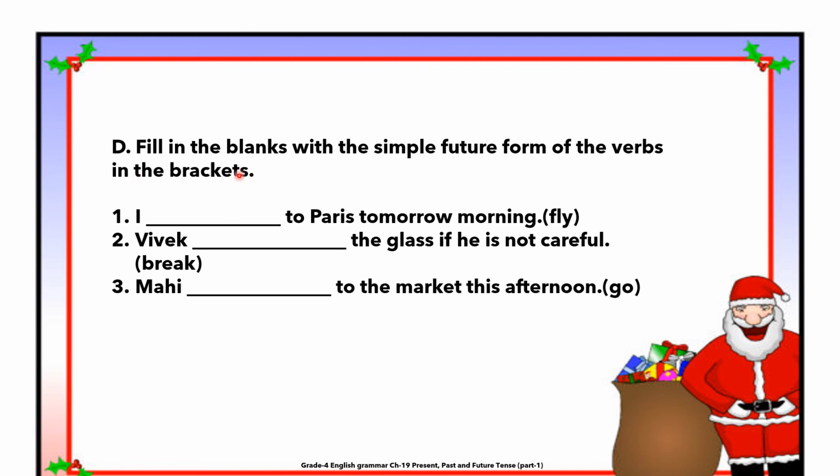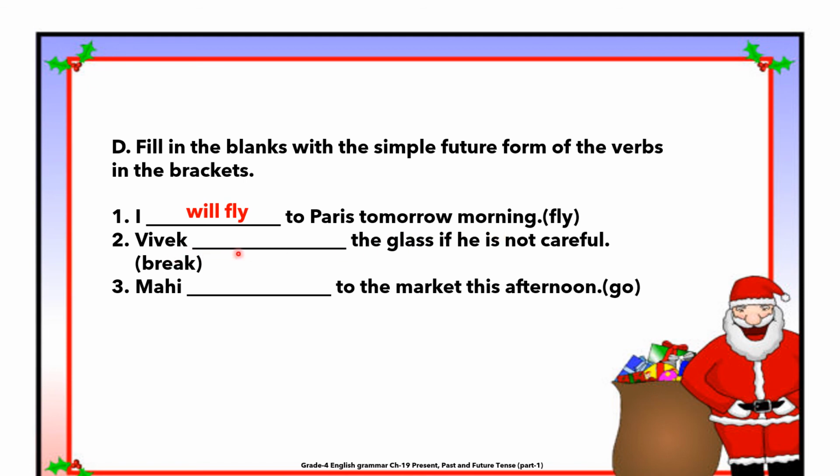Exercise D. Fill in the blanks with the simple future form of the verbs in the bracket. Yes, children, you now know that simple future tense verbs are actions that have not happened yet but will happen in the future. So what you have to do is add will before the verb to make it the future tense. See number 1. I dash to Paris tomorrow morning. And the verb is fly. So the answer is will fly. I will fly to Paris tomorrow morning.